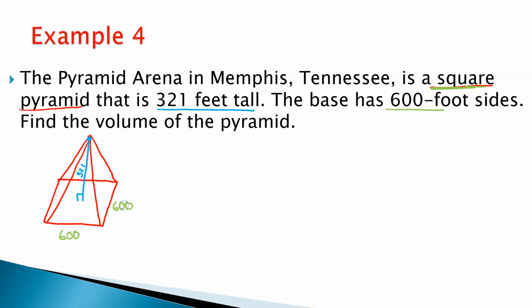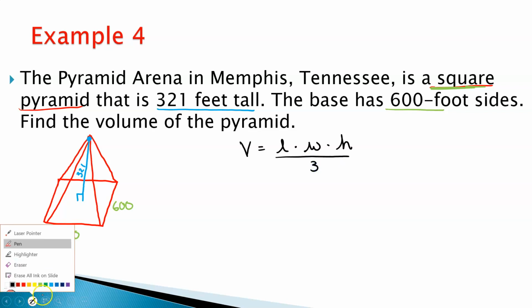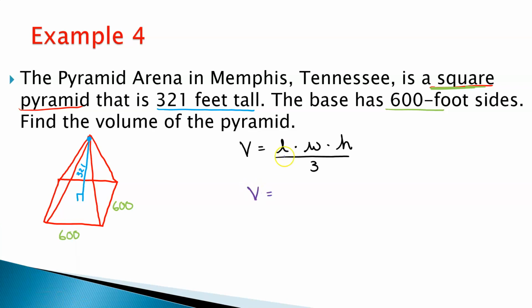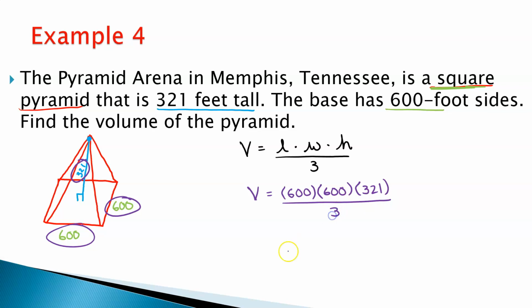So please be careful. Sometimes it'll look like they don't give you enough information, but they actually do since we have a square base. So our volume of this pyramid, again, is length times width times height, all of that divided by 3, a third of that. So let's plug in everything that we know. Volume is equal to, what is my length? 600. What is my width? Another 600. What is my height? 321. And we're just simply going to multiply those together and divide by 3. That should give us our total volume here.